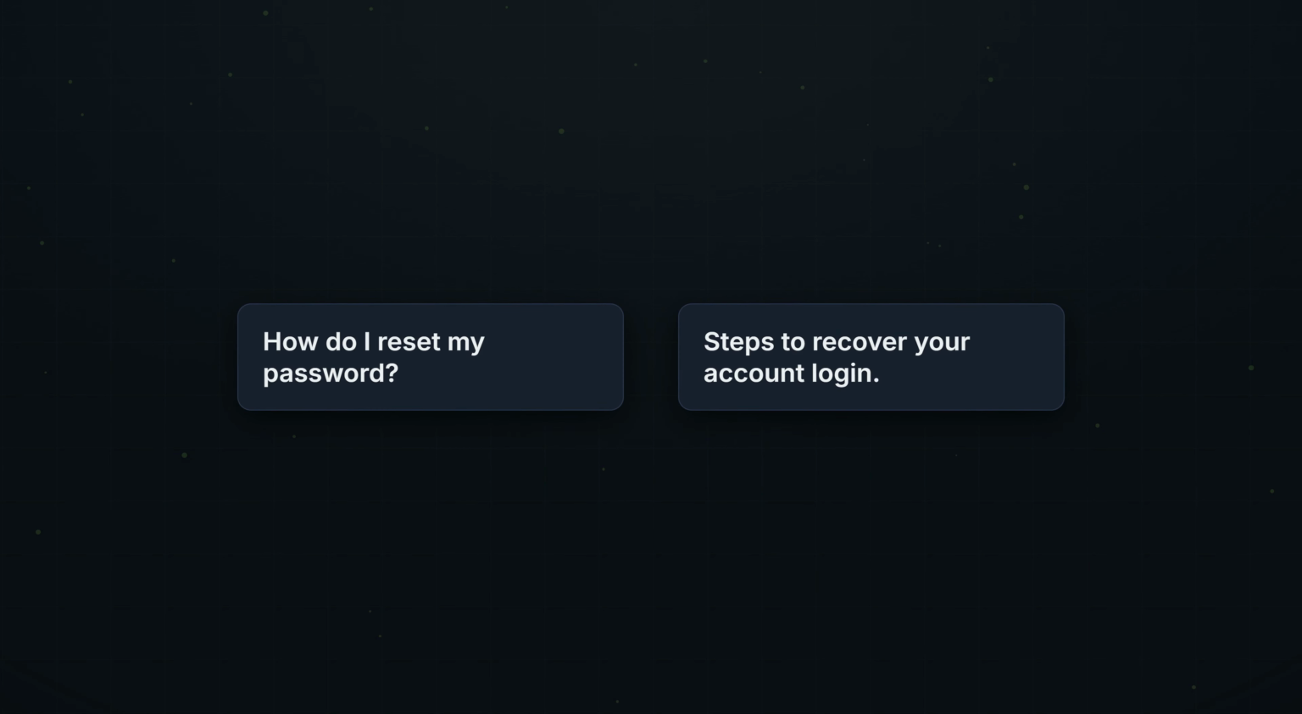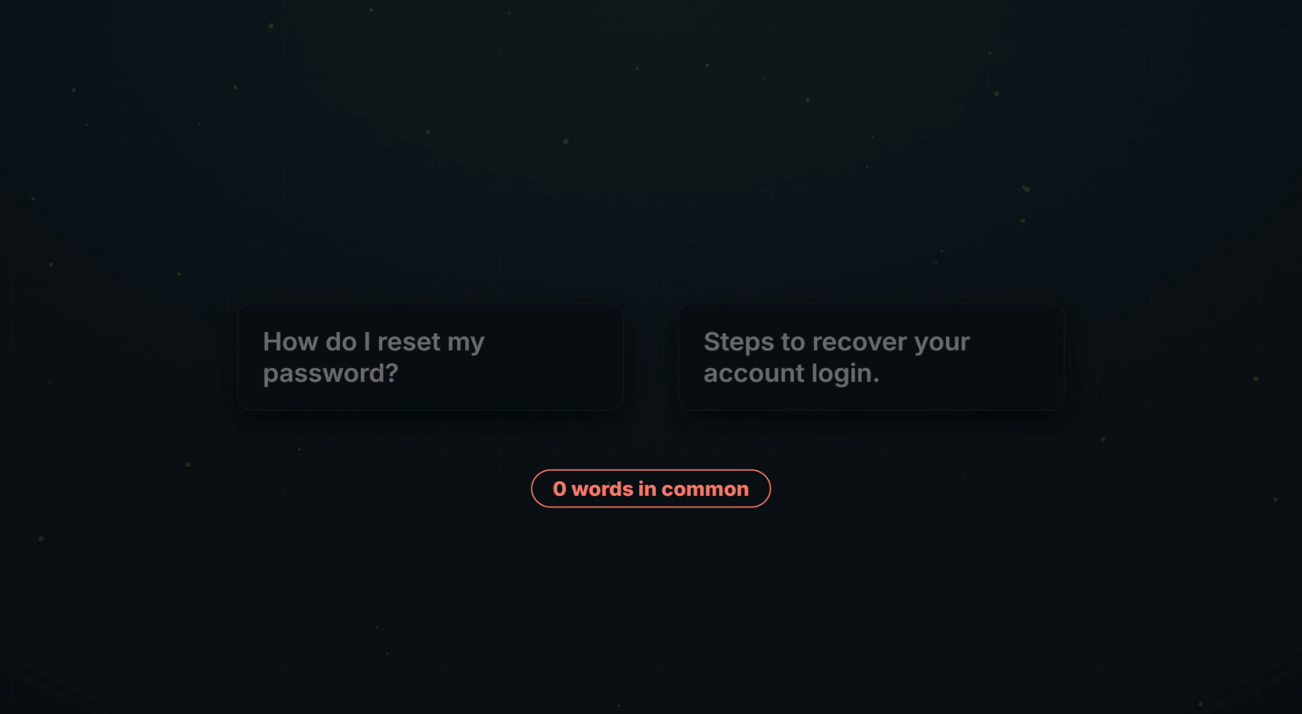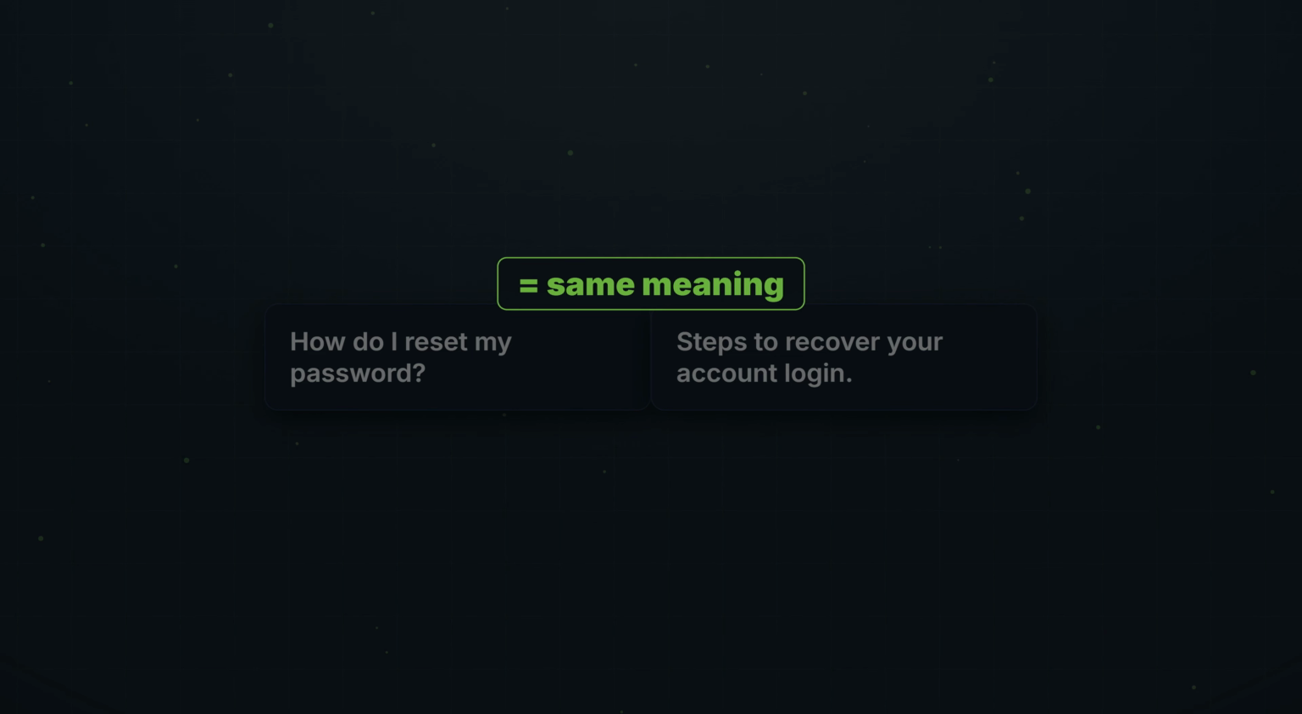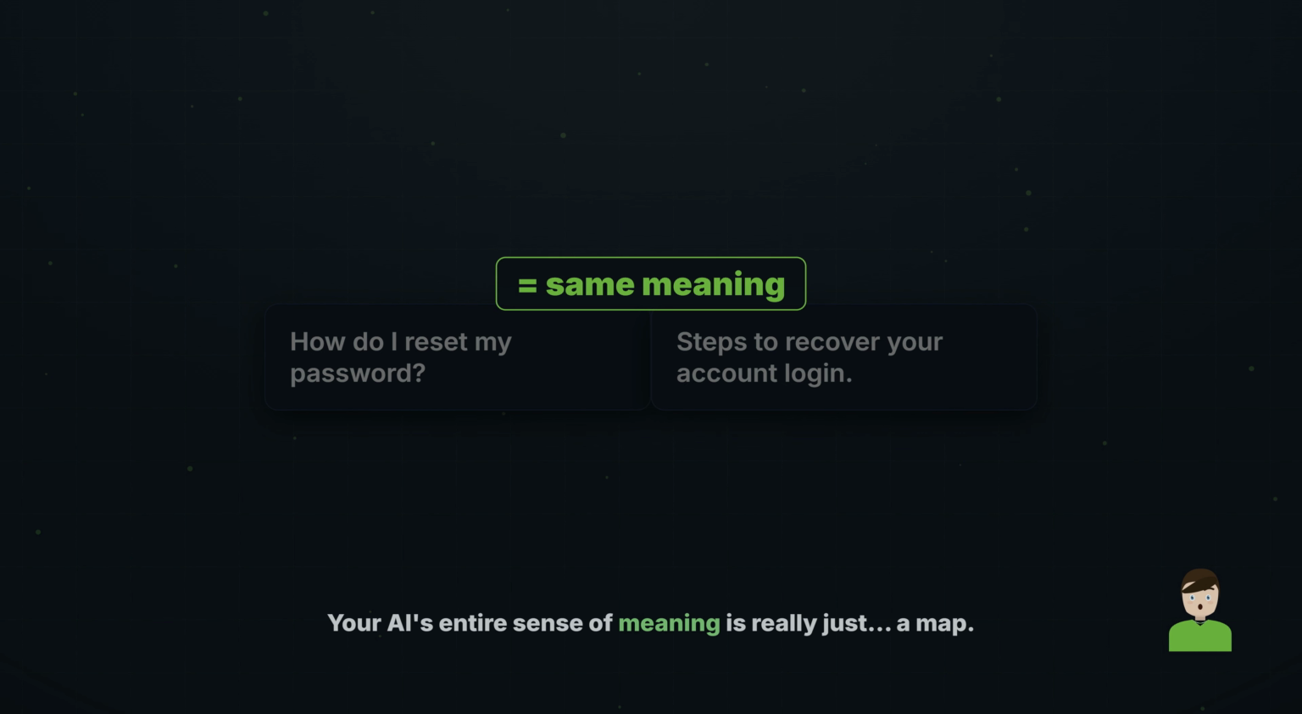Here are two sentences. How do I reset my password? And steps to recover your account login. Look closely, they don't share a single word. Not one. And yet, to an AI, these two mean almost exactly the same thing. It will match them instantly, like twins. So, how does a machine see meaning that isn't even in the words?